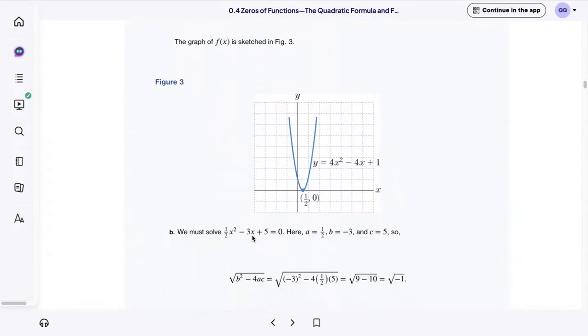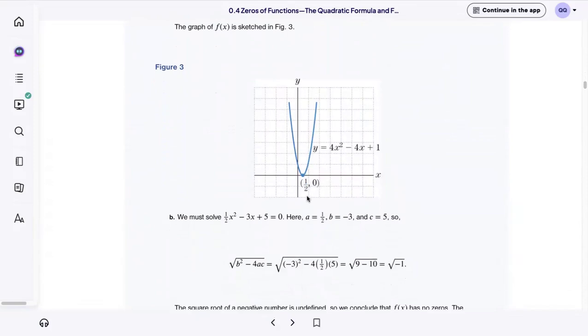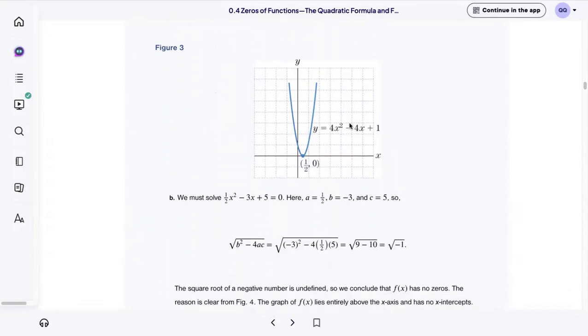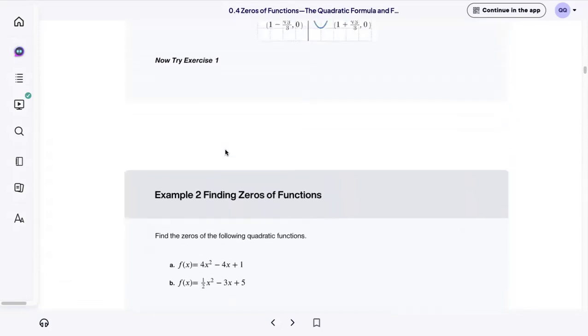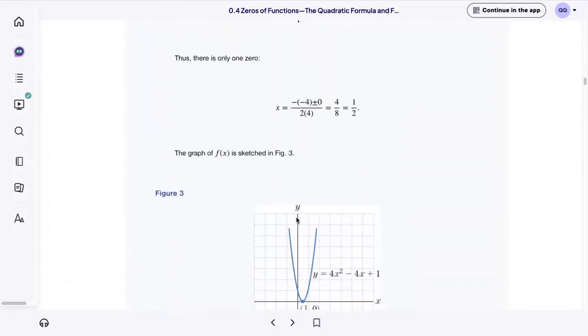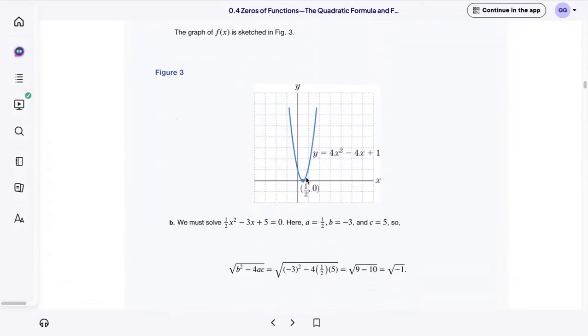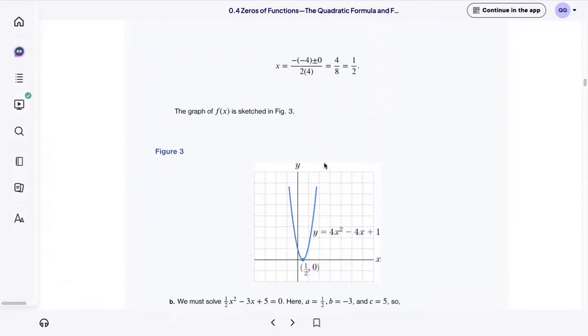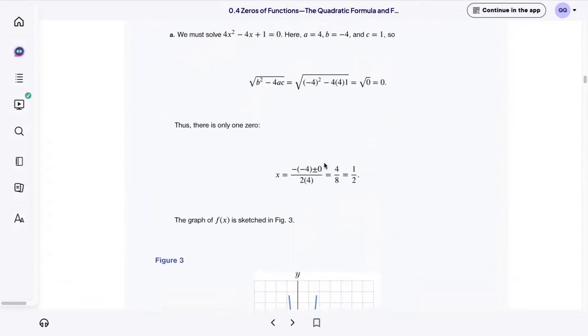We can also graph it, right? So what's special about this one? You see only one solution, right? Only one x-intercept. The graph touches the x-axis only once compared to this. So the graph crosses the x-axis twice. So I have two zeros of the function. In this case, we only have one zero of the function. And this function happened to be a square term.